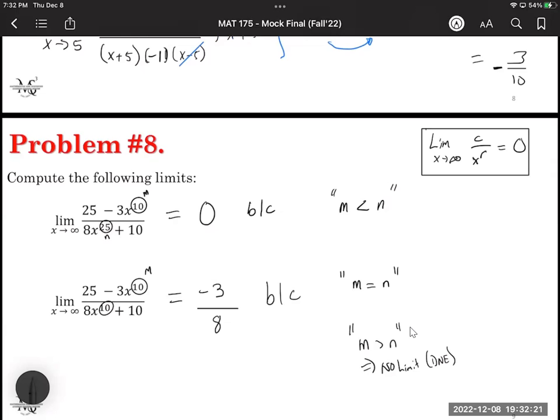All right, any questions? Yeah, not all cases, Omar. Only when you have a polynomial over a polynomial. If you have a radical now, you've got to use the analytic method, unfortunately.